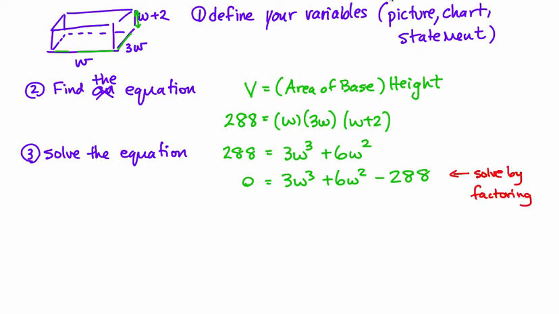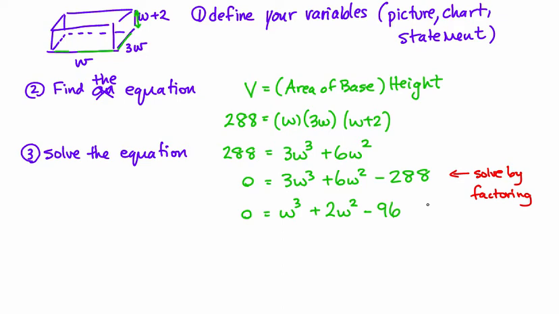The first thing that I can try and factor is any kind of common factor, and in this case everything can divide by 3. So this is w cubed, this is 2w squared, and minus 288 divides by 3. I knew that because 2 plus 8 is 10, plus another 8 is 18, and 18 divides by 3, which means 288 divides by 3, and I take away 96. Now I try and factor this.